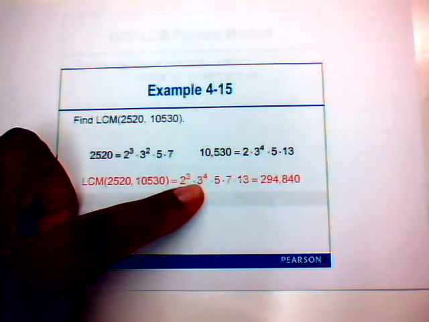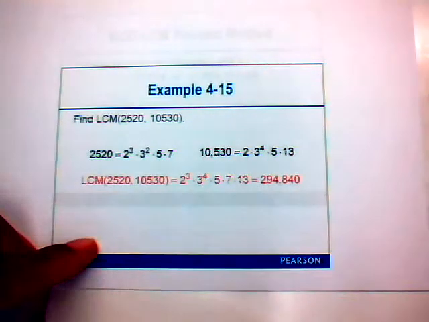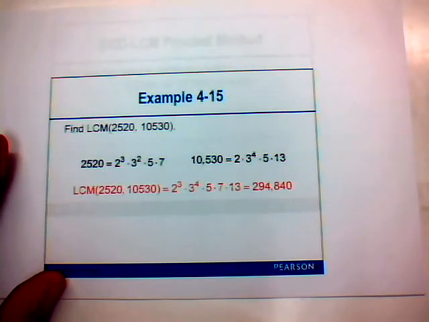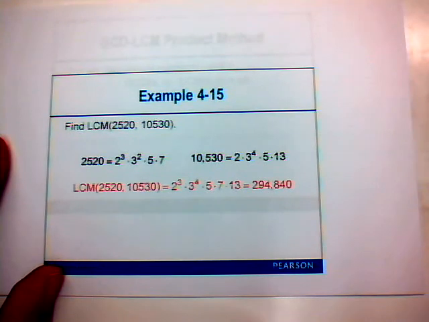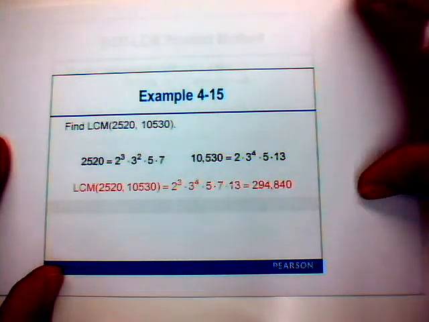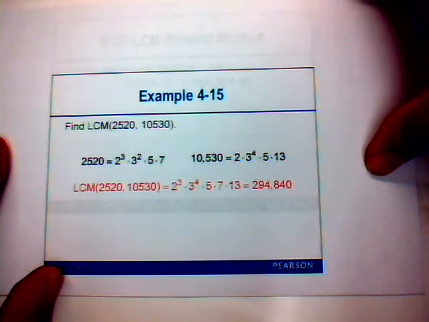Now, if you were to use your calculator to multiply all this out, you'll see that the least common multiple of 2,520 and 10,530 will be 294,840.